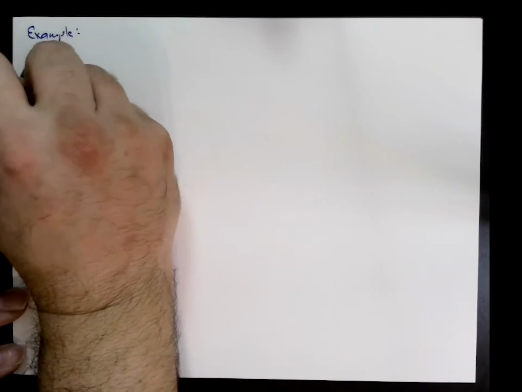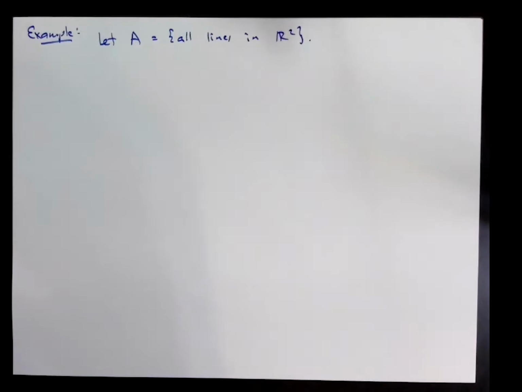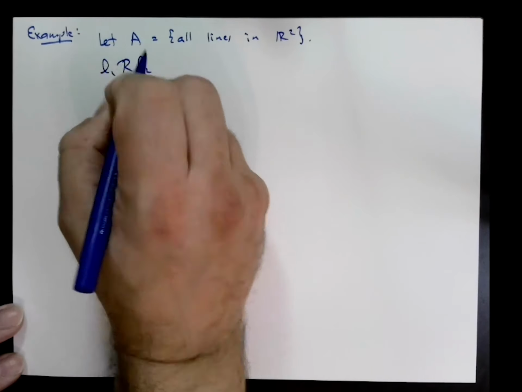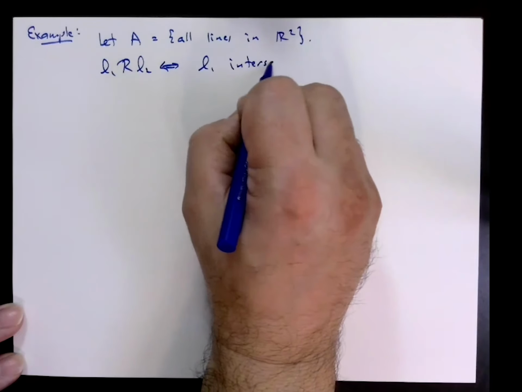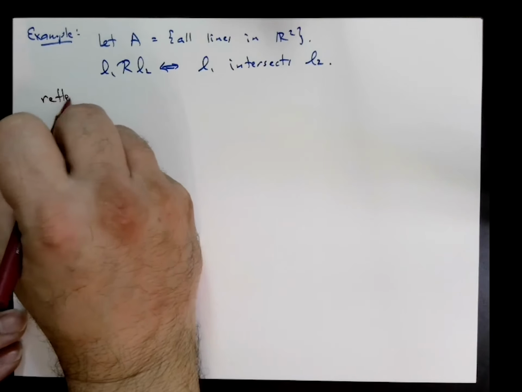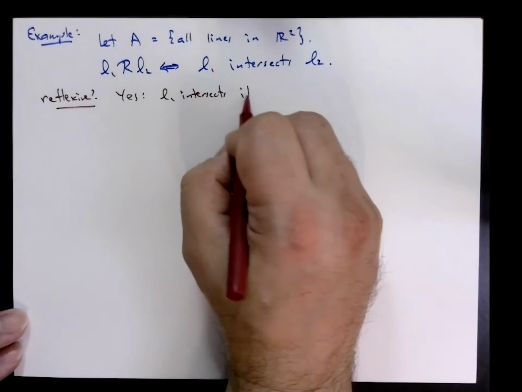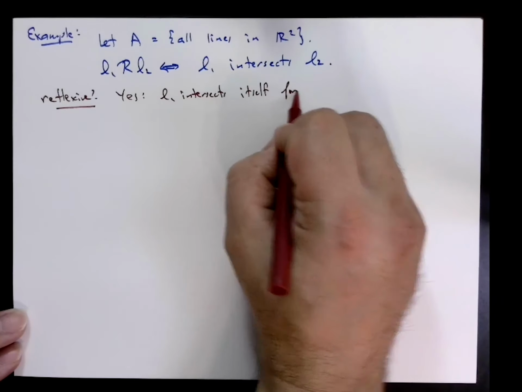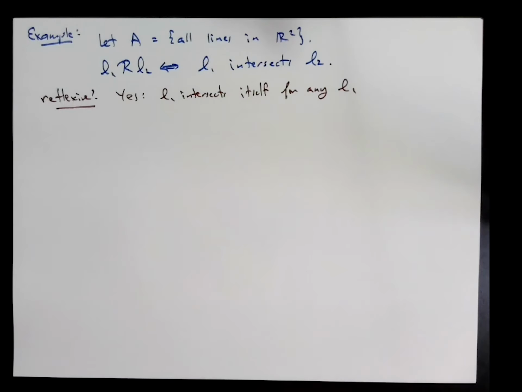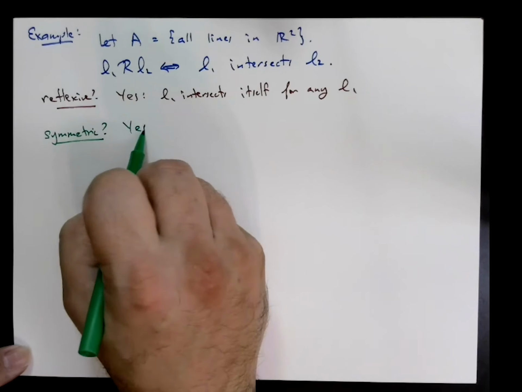Here's a trickier example. Let's let A be the set of all lines living in the plane R^2. And let's say that L1 relates to L2 if L1 and L2 intersect. Okay, is that an equivalence relation? Let's go through the properties. Is it reflexive? Turns out it is. Every line intersects itself. Is it symmetric? Yeah, it turns out it is. If L1 intersects L2, then L2 intersects L1.